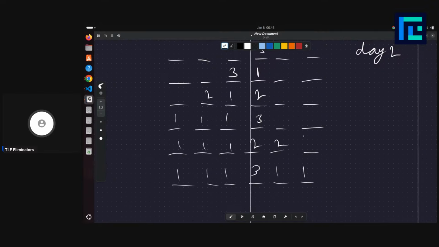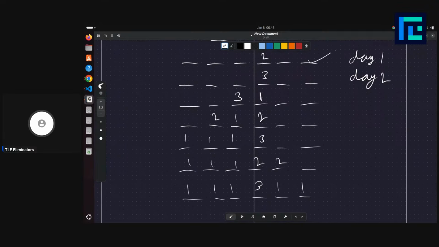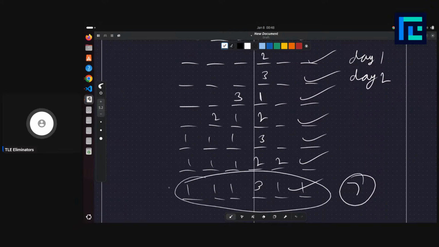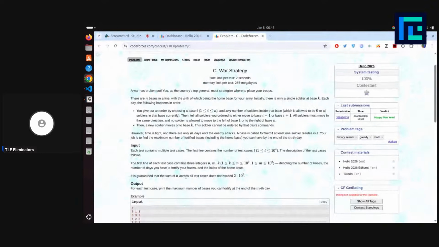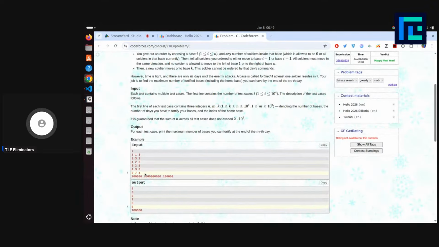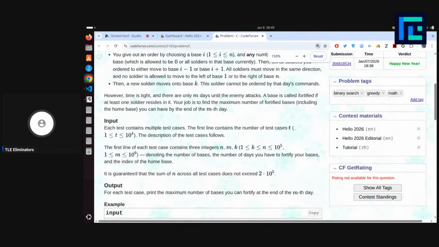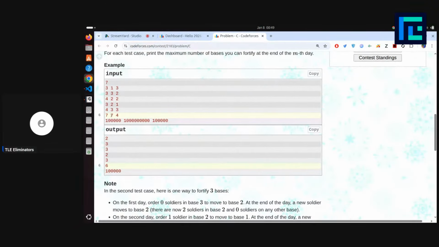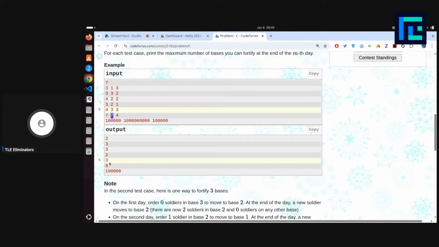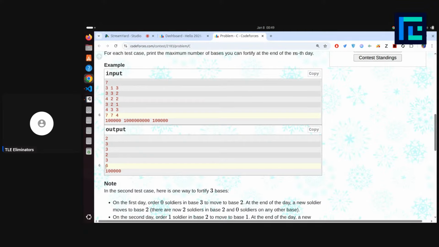And how many days did it take? This was day one, day two, three, four, five, six, and seven. So it took 7 days to make six soldiers, right? So this is this test case right here. In this test case, you had 7 days, and you could make six soldiers. Okay, so yeah, this is the optimal way to fill this.